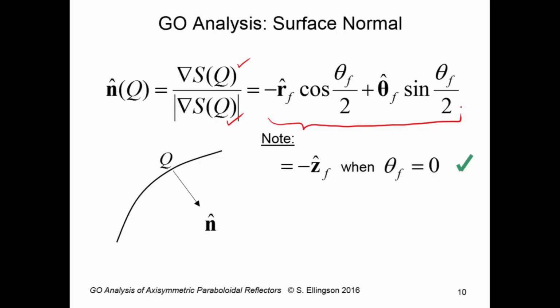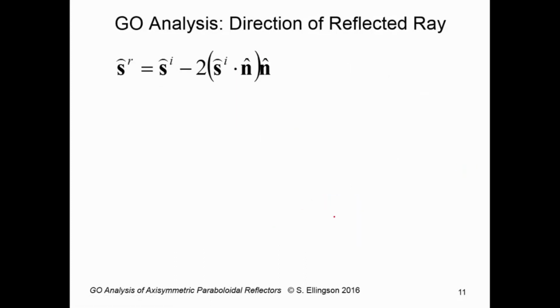You can do some simple checks on this. It's always a good idea to try to do that. For example, in the special case in which θ_f is equal to 0, the surface normal is minus z_f hat. That is this case here. So if θ_f is equal to 0, that's this direction along the z_f axis, and at that point of reflection, the surface normal is back this way, in other words, in the minus z_f direction.